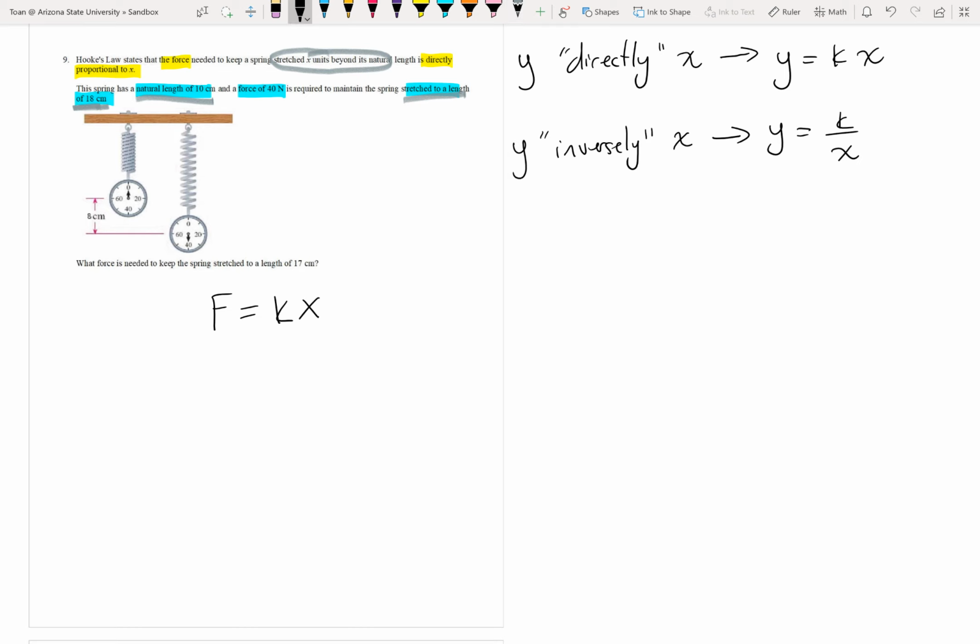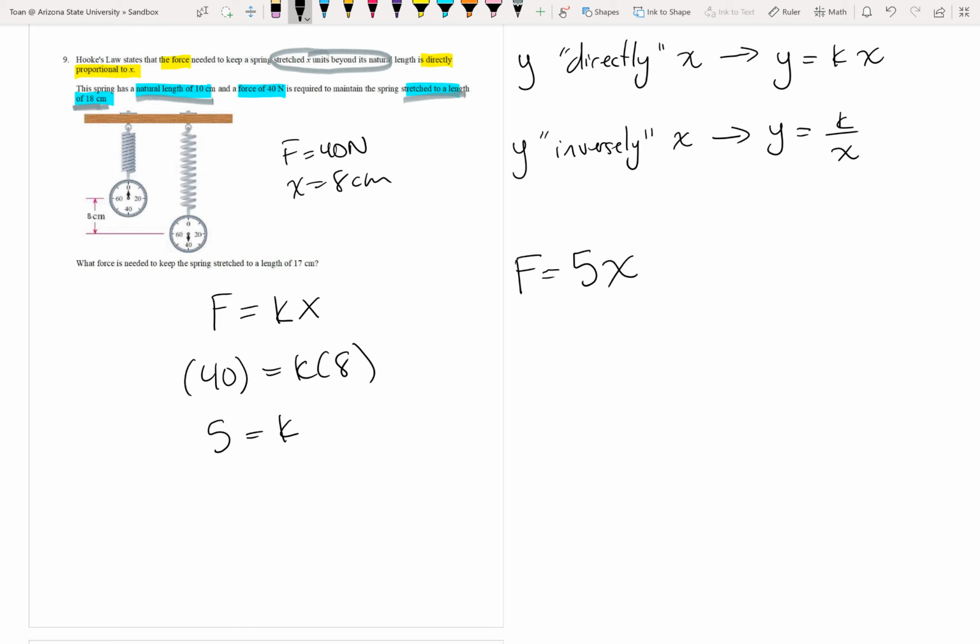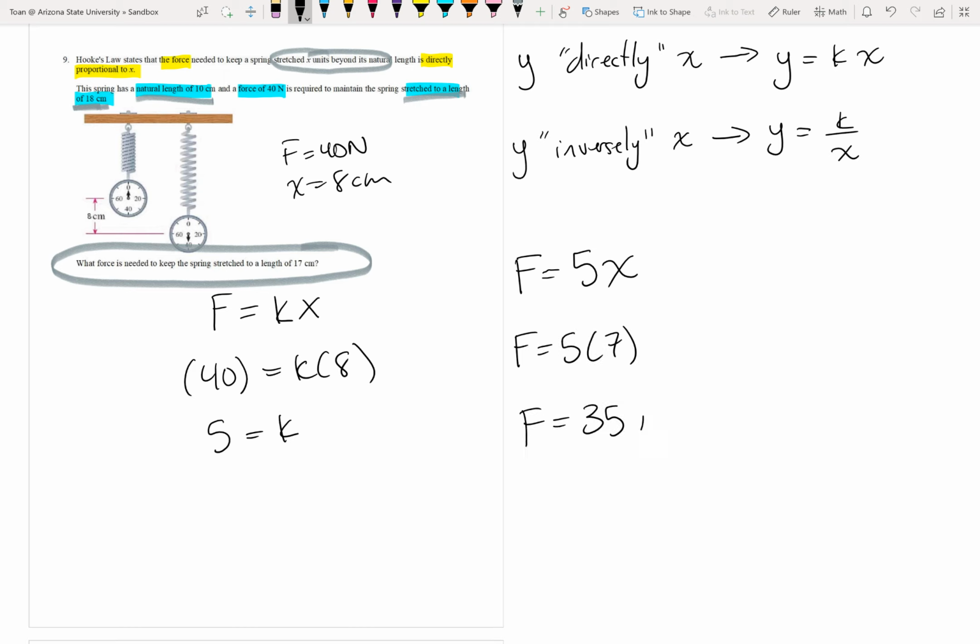So in this case, you just plug everything in. F is 40 newtons, x is 8 centimeters. 40 equals k times 8, divide both sides by 8, and you get k equals 5. So there's our complete equation, force equals 5x. Then we can answer the question using the secondary piece of information. It asks, what is the force necessary to keep the spring stretched to a length of 17 centimeters? Remember, the natural length is 10, so if we stretch it to 17, x is actually 7. Just plug it in: F equals 5 times 7, so F equals 35 newtons.